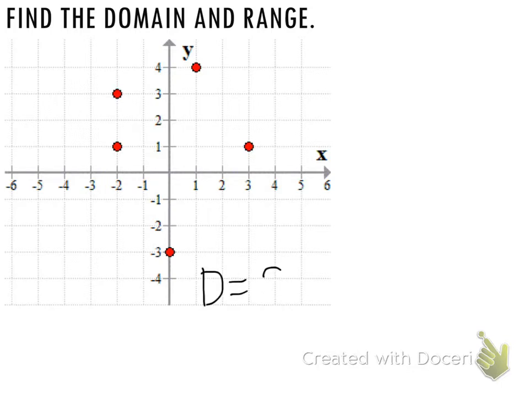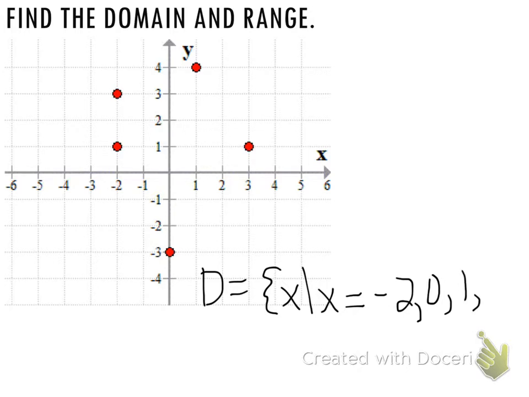So my domain is the set of all real numbers x such that x equals, I'm just going to list my x values here. What's the x value of this ordered pair? Negative 2. And this one? Negative 2. Do I have to list negative 2 twice? No. What's the x value of this ordered pair? 0. What about this ordered pair? 1. And this ordered pair? 3. Everyone okay finding domain that way?